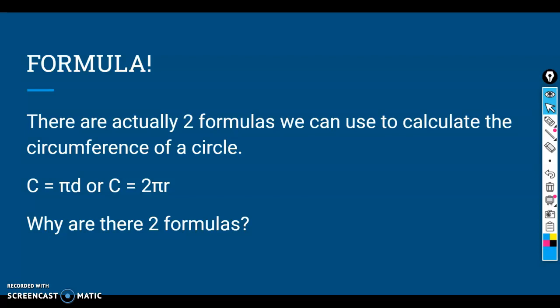So when given diameter, we would multiply pi times diameter. When given radius, we would multiply 2 pi times the radius, since the radius times 2 is equivalent to the diameter. Pause the video and copy this in your notes.